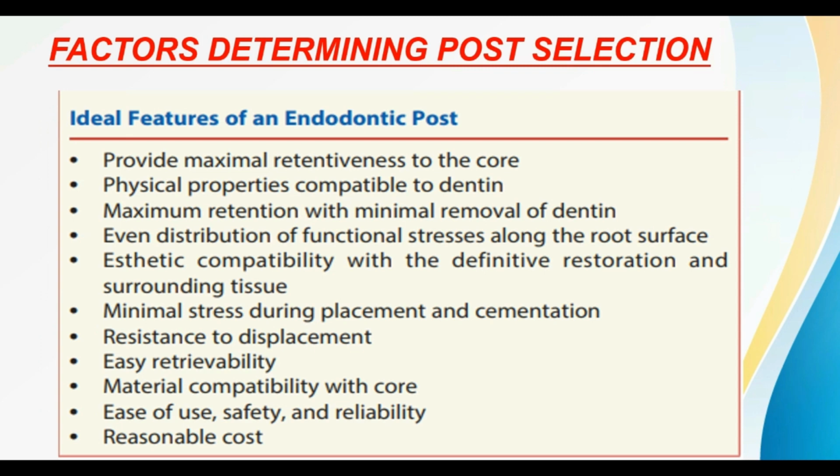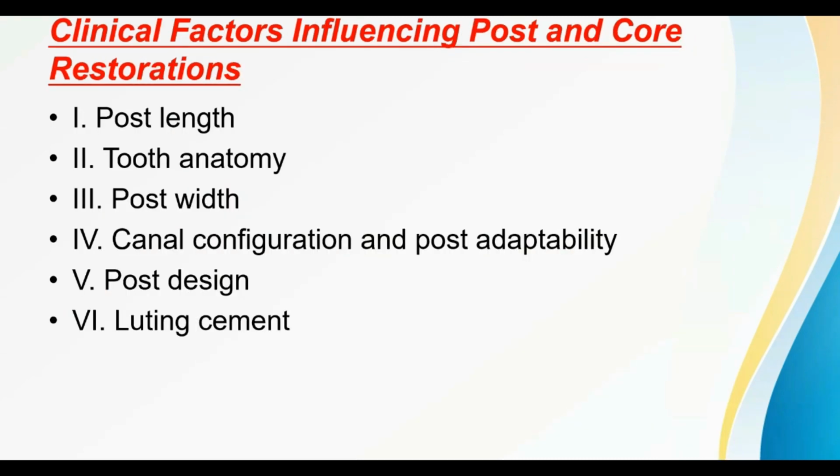Factors determining post selection. Ideal features of an endodontic post are: they provide maximal retentiveness to the core, physical properties compatible to dentin, maximum retention with minimal removal of dentin, even distribution of functional stresses along the root surface, aesthetic compatibility with the definitive restoration and surrounding tissue, minimal stress during placement and cementation, resistance to displacement, easy retrievability, material compatibility with core, ease of use, safety and reliability, reasonable cost. Clinical factors influencing post and core restorations are as follows: post length, tooth anatomy, post width, canal configuration, post adaptability, post design, and luting cement.